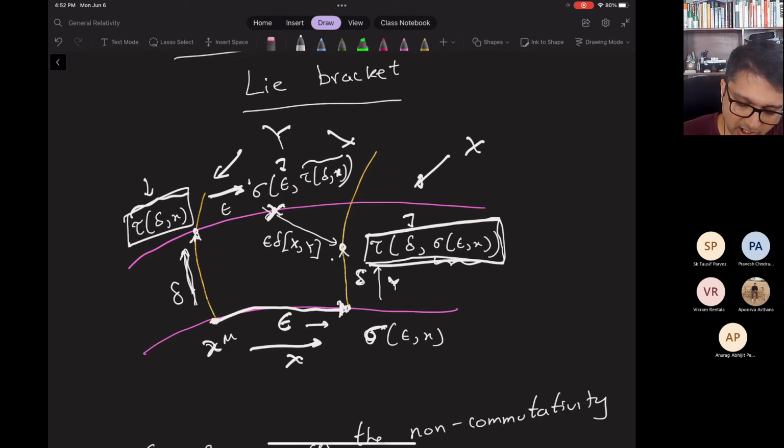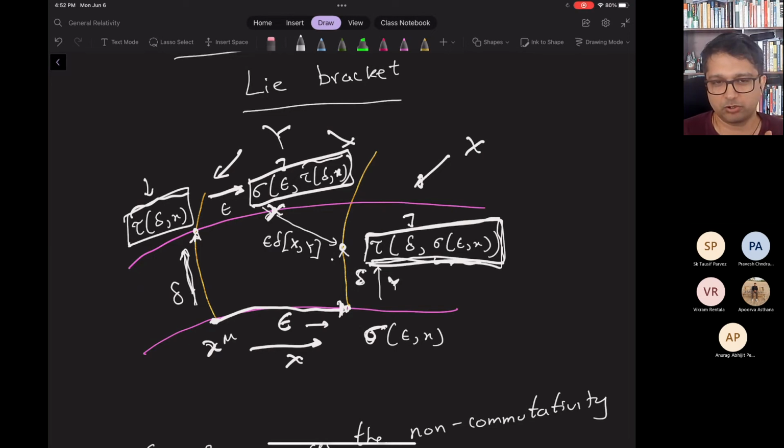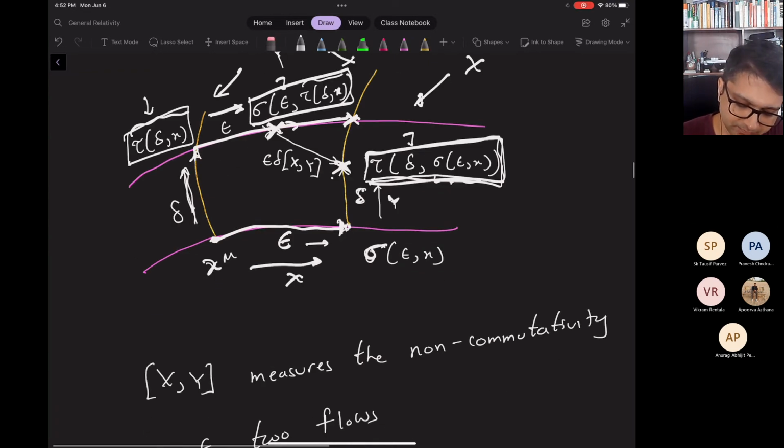So the question is, are these two points the same? Does the order of operations, the order of flowing first along X or first along Y, matter? The answer is it does matter. The Lie derivative is essentially a measure of the fact that these two points that you end up at are not going to be the same, or it's the failure of the closure of this parallelogram. The fact that you don't end up at the same point in both cases is a statement of the Lie derivative being non-zero. So let's see how that works.